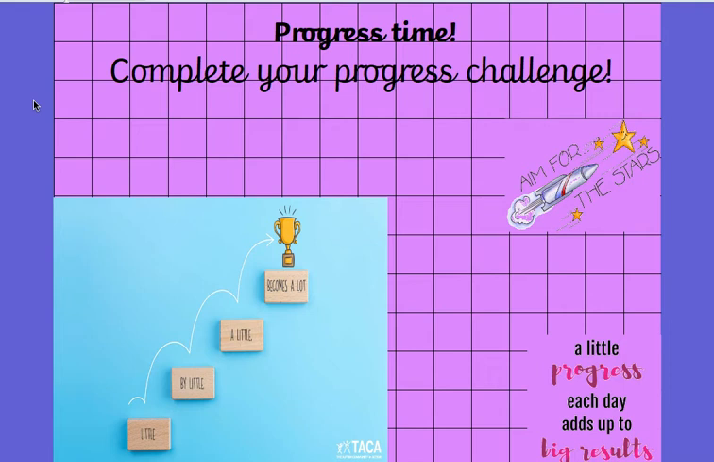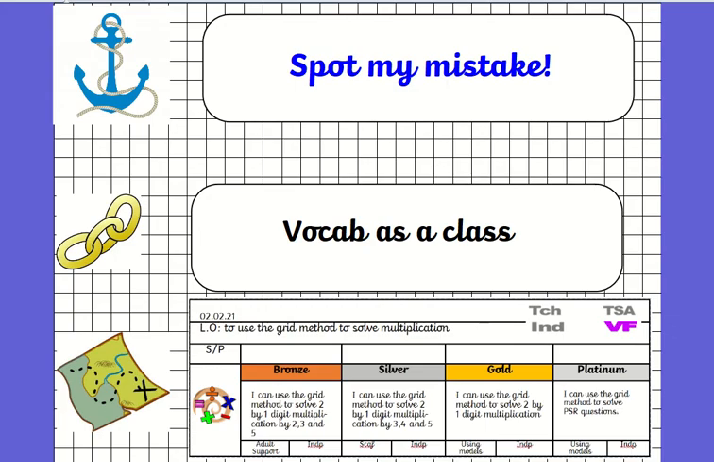So me or Mrs. Edwards will have sent you one. You need to complete it, take a photo of it and upload it to your portfolio so we can check it just like we would if you were in school. Okay, so here's your quick overview. You've got an anchor challenge, some vocab, which again you'll do and send in, and your success criteria.